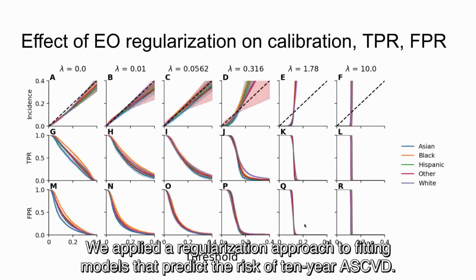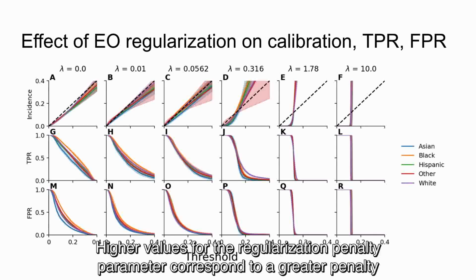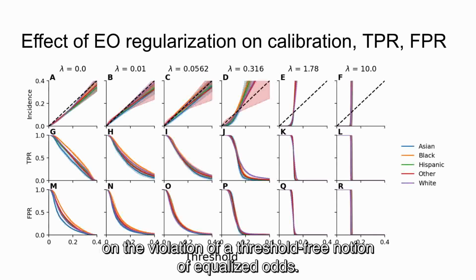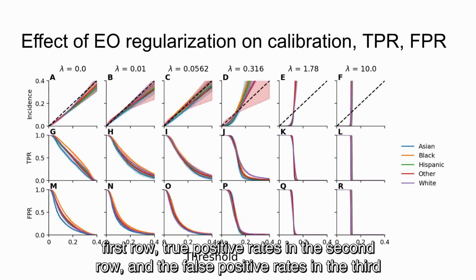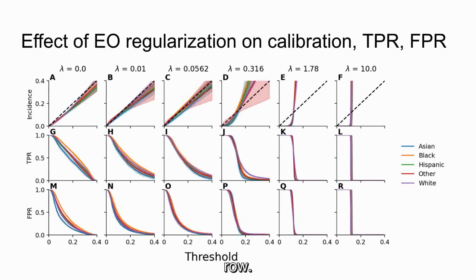So we applied a regularization approach to fitting models to predict the risk of 10-year ASCVD. Higher values for the regularization penalty parameter correspond to a greater penalty on the violation of the threshold-free notion of equalized odds. To see the effect this has on the model, here I plot the calibration curves in the first row, true positive rates in the second row, and the false positive rates in the third row. As you move to the right across the row, you can see the effect of increasing the strength of the penalty.